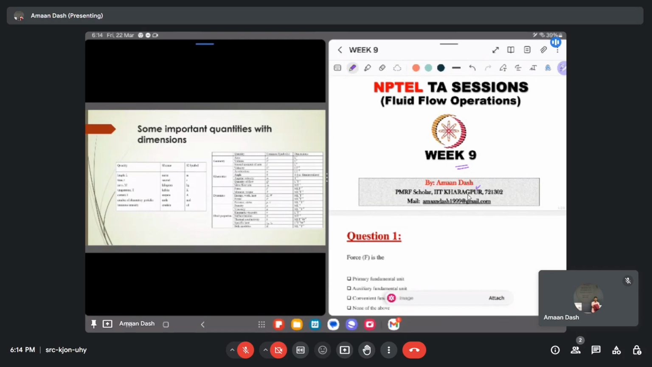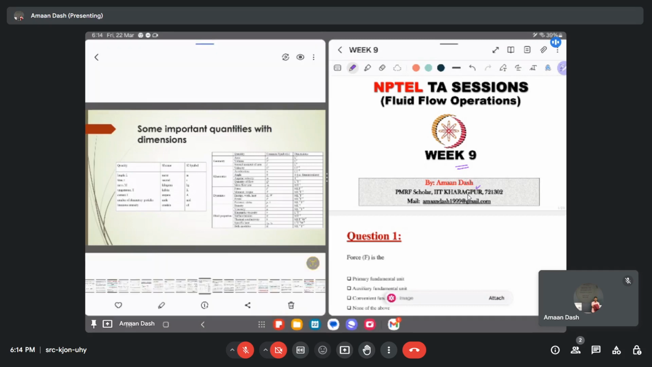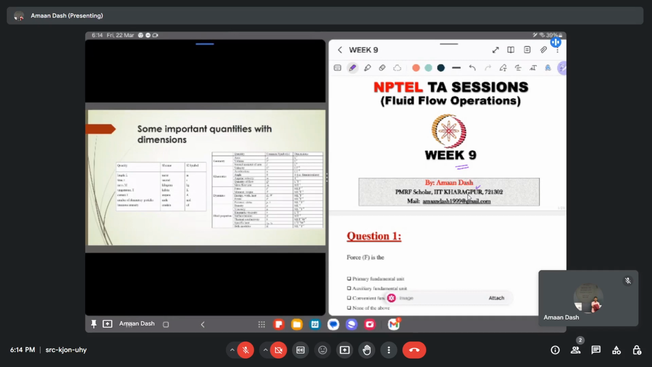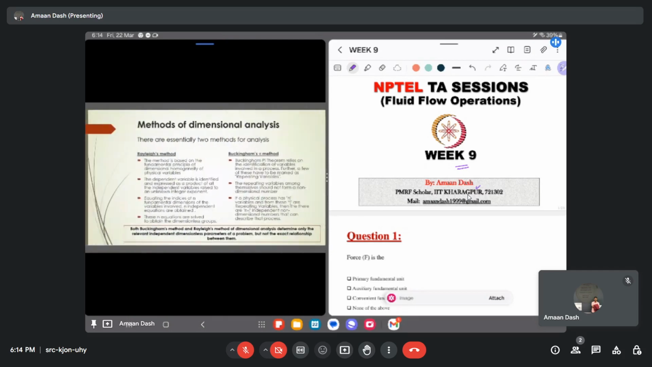In kinematics, we have velocity, acceleration, angle, angular velocity, quantity of flow, mass flow rate, etc. Similarly, in dynamics, we have force, moment, torque, energy, work, heat, power, pressure, stress, etc. And similarly, for fluid properties, we have density, viscosity, kinematic viscosity, surface tension, thermal conductivity, specific heat, bulk modulus, and more. So now let us start and study.